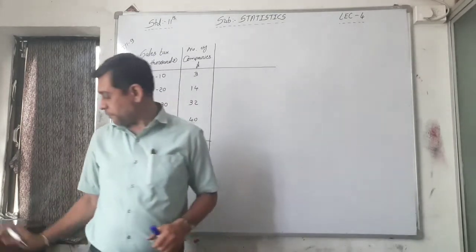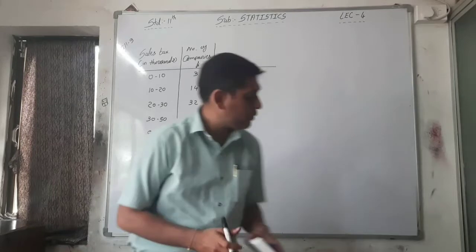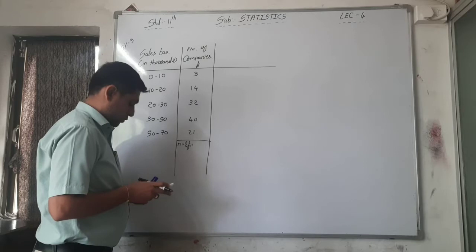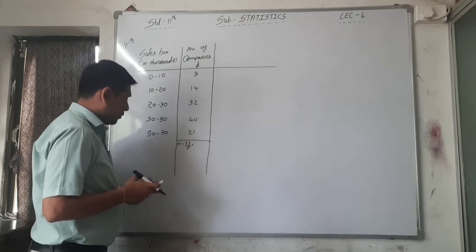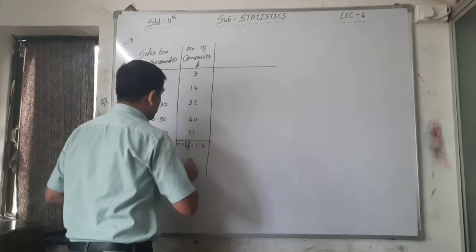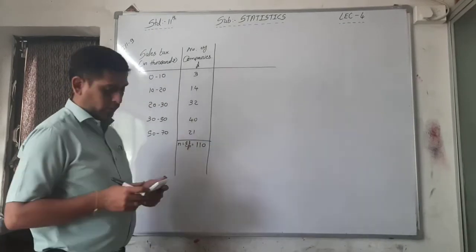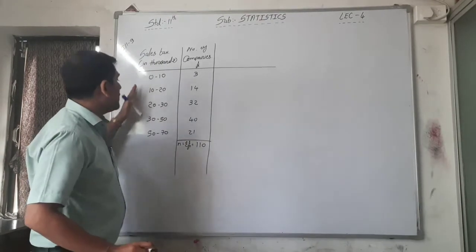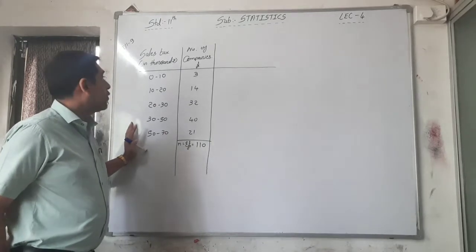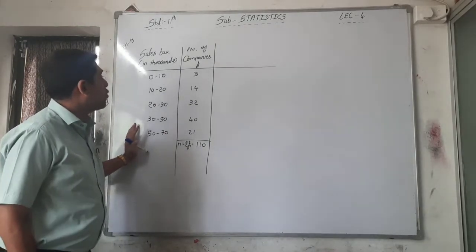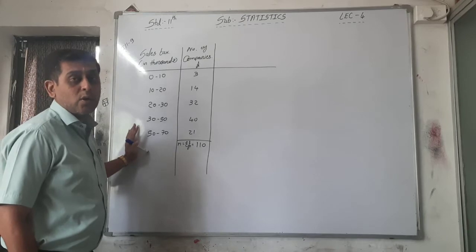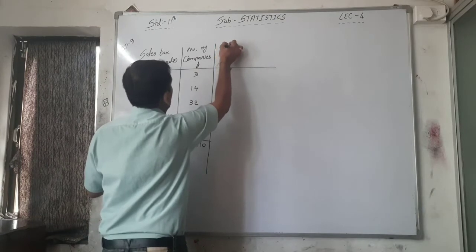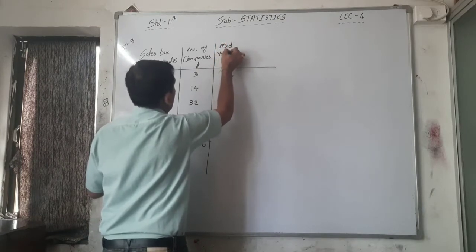Now make the total. It is 110. Okay. Now, see, first of all, this is the question, and what is the next point? We have to first of all find out the mean values, that is your xi. Here fi is given. Now we have to find out the mean values, that is your xi.